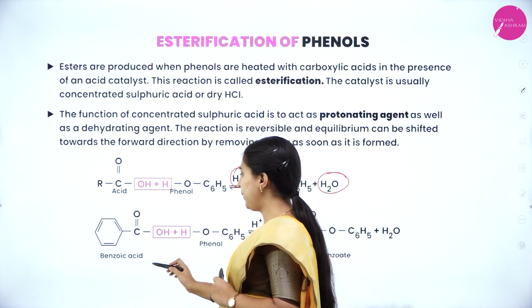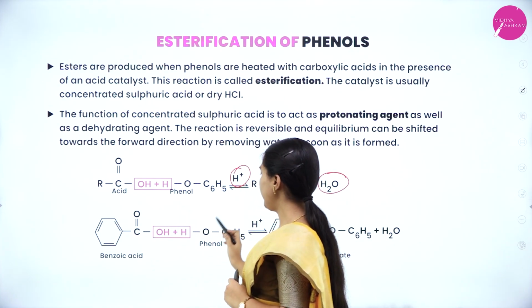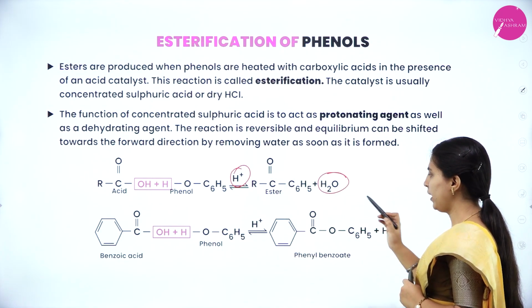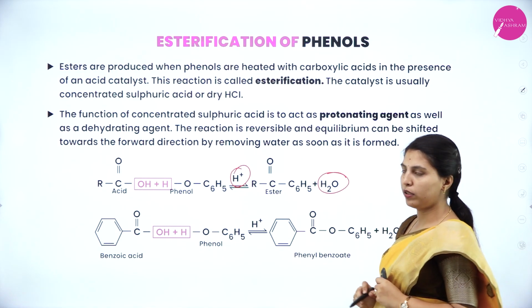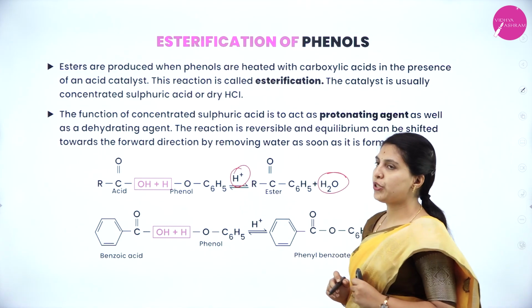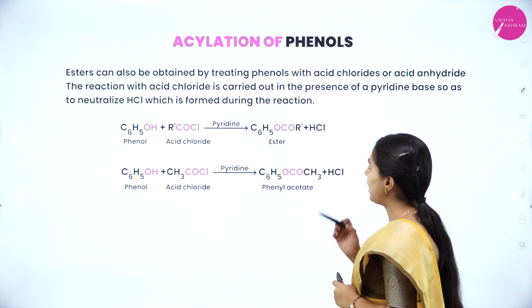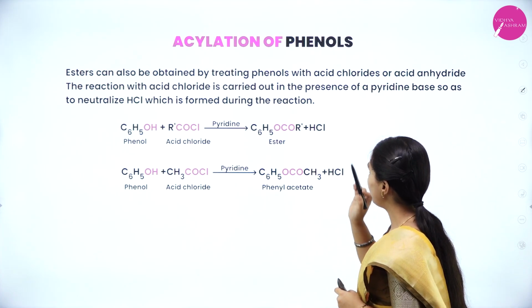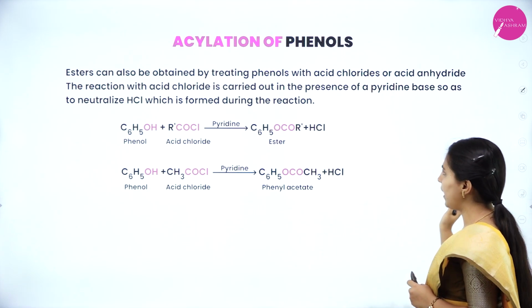We will see one example. Benzoic acid, when reacted with phenol, forms phenyl benzoate, which is an ester, with the removal of water. This is called esterification of phenols. Next, acylation of phenols. Esters can also be obtained by treating phenols with acid chlorides or acid anhydrides.